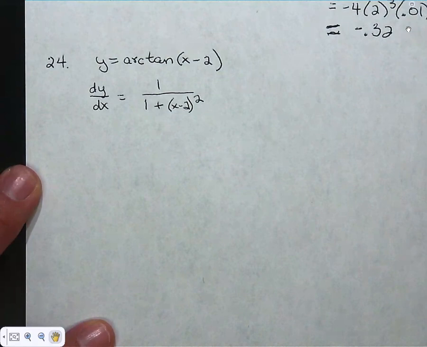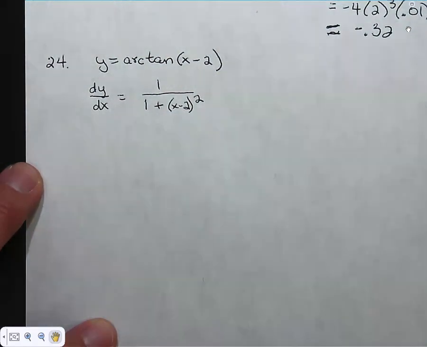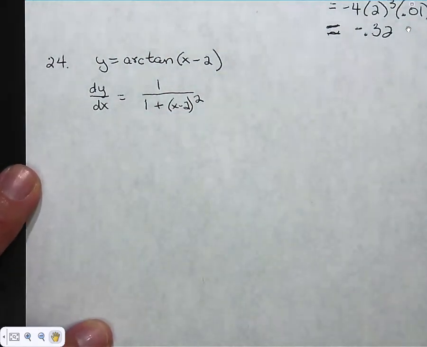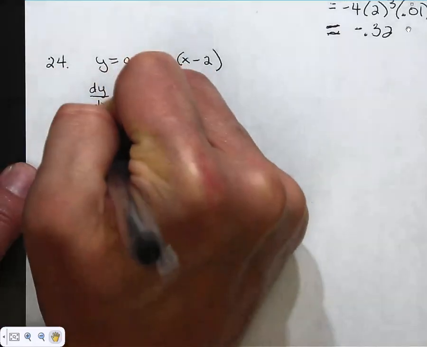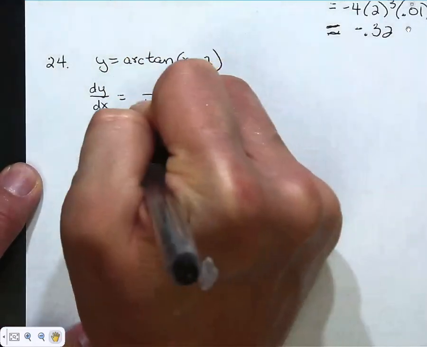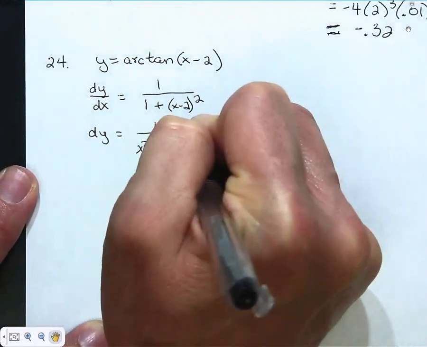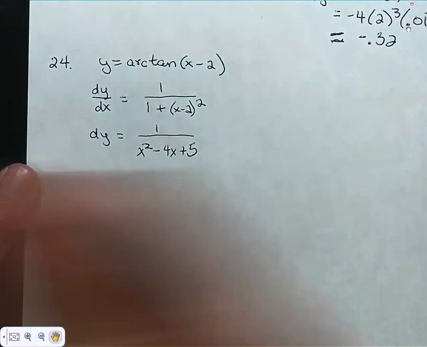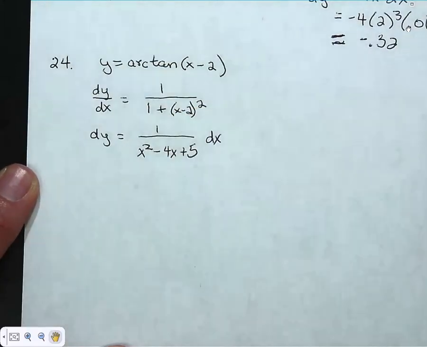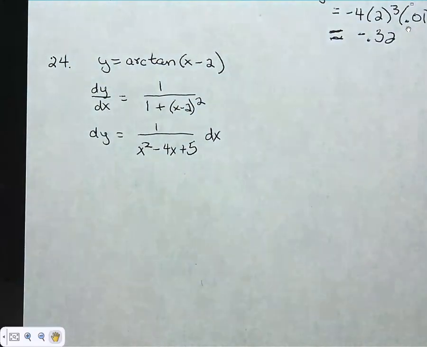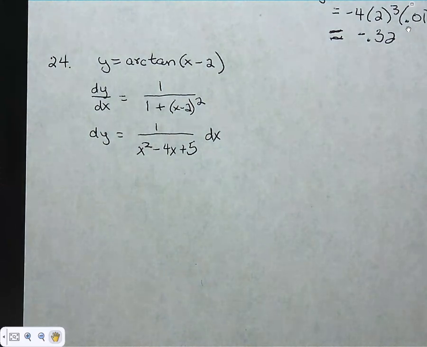And so when the problem says find the differential, you just multiply both sides by dx. If I clean up that denominator, it becomes x squared minus 4x plus 5, and then dx. Would you put the dx there? You could, it's usually not written that way, it's usually written out to the side, but it would absolutely do the same thing if you put it in the numerator.